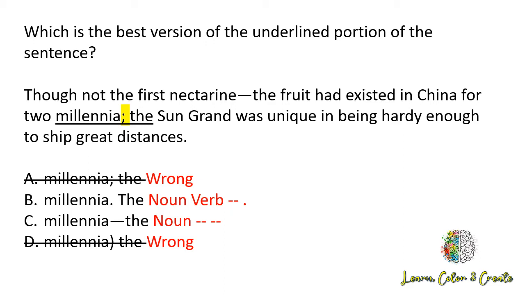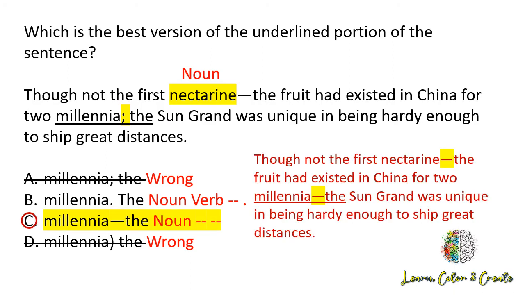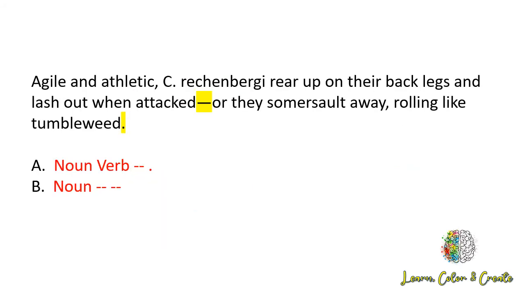We know that if we're going to have a dash followed by a verb, then we need a noun and a verb before the first dash. If we're going to have two dashes, then we're just going to have a noun without a verb before that first dash. So let's look at our sentence. Our sentence has the noun nectarine before the first dash. So that means we're going to choose option C to have two dashes so that the first part of that sentence connects to the second half before we put our period. Let's look at the next example.